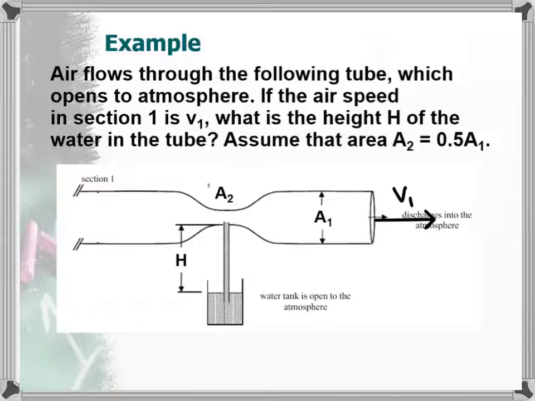And it says if the airspeed in section 1 is V1, what is the height h of the water in the tube? So this is water down here, and it is being sucked up into this tube up here. And we can assume that the area A2 is equal to half of that at A1.